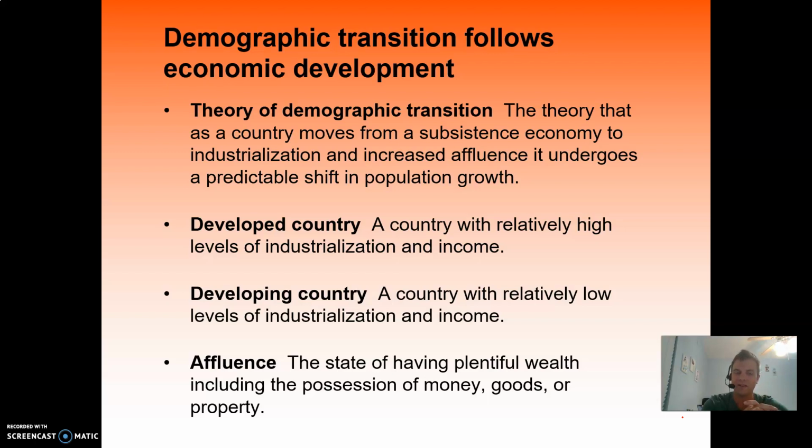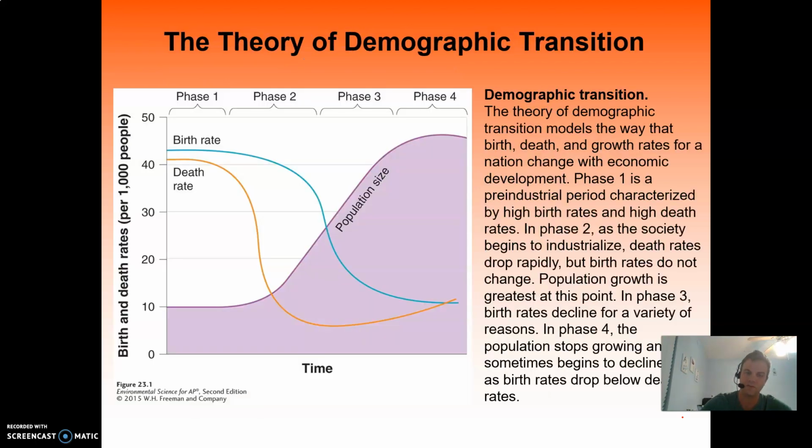And even our LEDCs are going through demographic transitions right now, whereas nobody's really at the bottom of the demographic transition anymore. A developed country is what we've been referring to in ACE, and this is an AP book, but when you see the word developed, that's what we'd call an MEDC, or a more economically developed country. And that's a country with a relatively high level of industrialization and income. And a developing country is going to be your LEDCs, low levels of industrialization and income. Affluence is the state of having plentiful wealth, including the possession of money, goods, and or property.